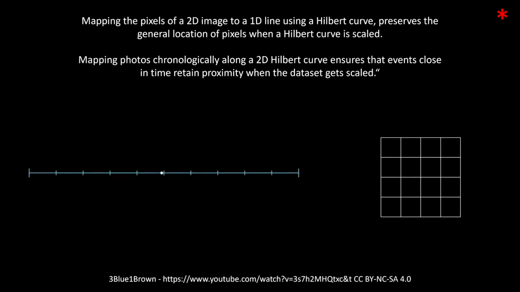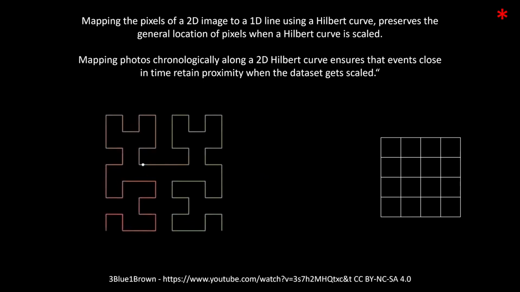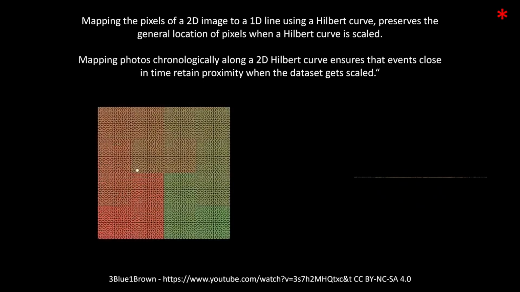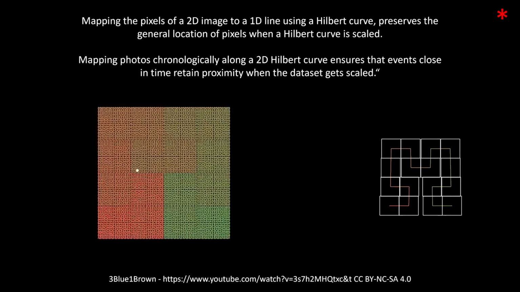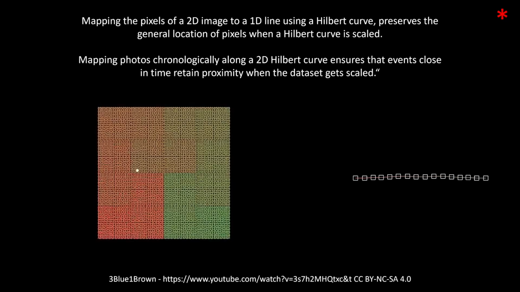With the Hilbert curve technique, as you increase the order of a pseudo-Hilbert curve, a given point on the line moves around less and less. It just approaches a more specific point in space. Mapping the pixels of a 2D image to a 1D line using a Hilbert curve preserves the general location of pixels when a Hilbert curve is scaled.